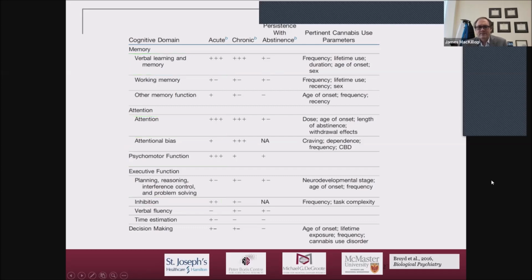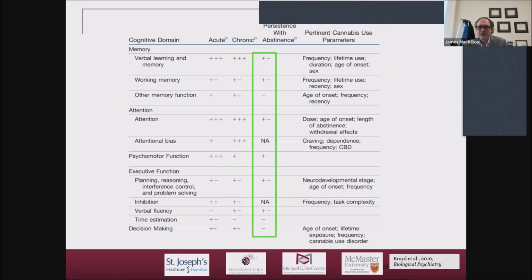What about chronic effects? Well, when it comes to chronic effects, the most consistent findings seem to be, again, verbal learning and memory, attention, and attentional bias for cannabis-related stimuli. Inhibition does not appear to be significantly affected, and there are some modest residual consequences in terms of psychomotor function. These are still relevant for things like performance in terms of driving, but are somewhat different from the acute effects.